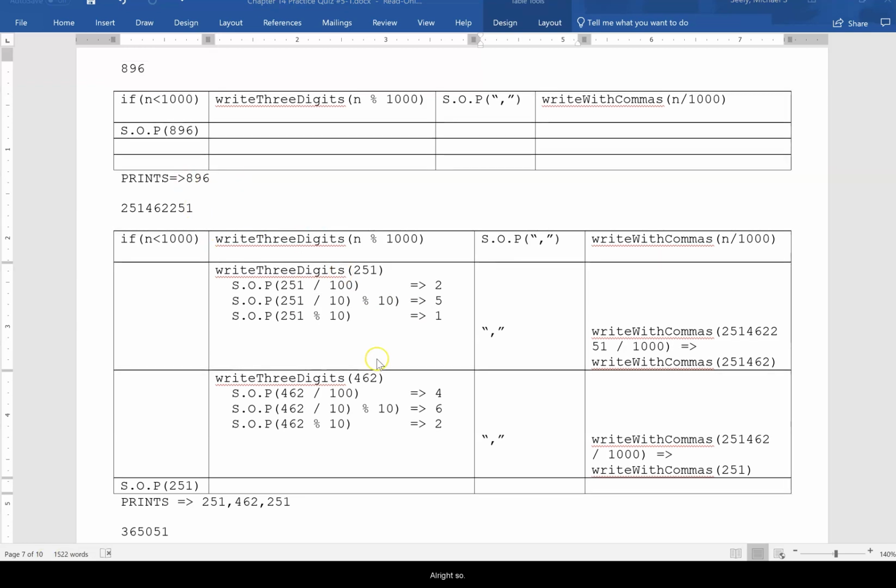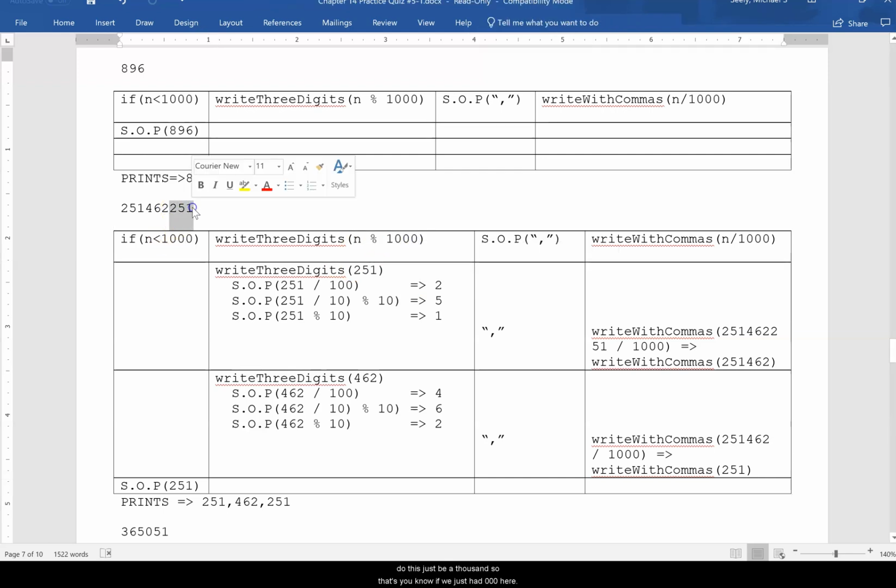All right, I'm getting kind of confused here. So anyway, if we were to do this, this would be 1,000. If we just had 0, 0, 0 here, if you did 1,000 times this right here, which is 251,462, it would then strip off this remainder. And so that's where 251 comes from.